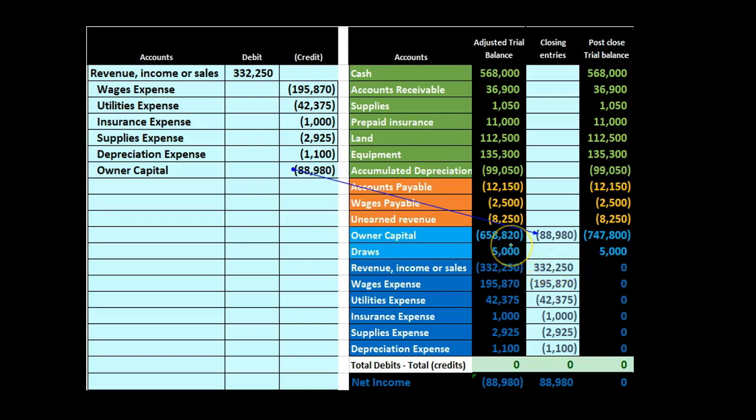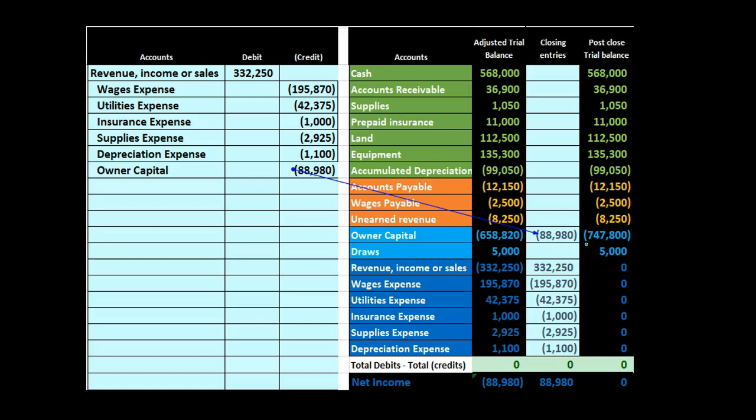We have a beginning amount of 658,870 because it's not including all of this stuff, which is really part of the equity section, not included in the capital account until we do this process. Then we increase it by doing the same thing to it, a credit to a credit, making the end balance 747,800.